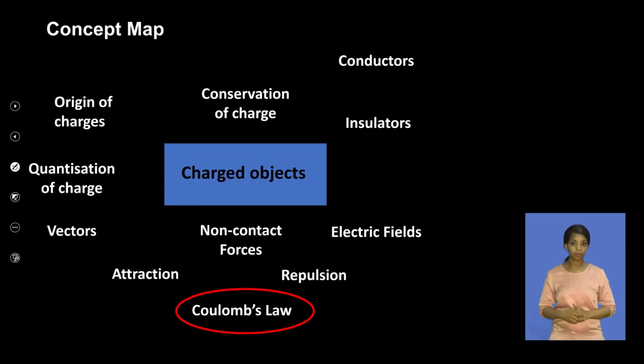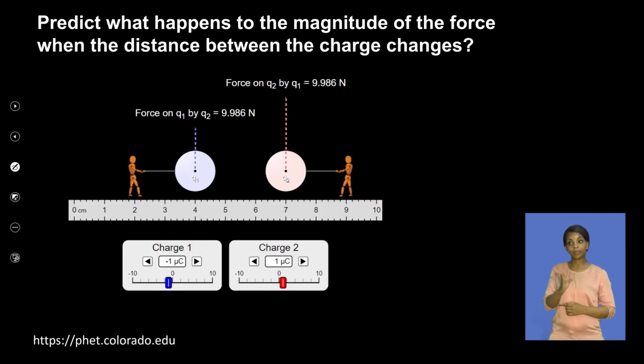Right. Now, we have a scenario here which says predict what happens. So it's all about predictions. Predict what happens to the magnitude of the force. So the electrostatic force in this case still remains our dependent variable. We're going to change the distance between the charges. Now the distance is our new independent variable. In other words, the magnitude of the charges will remain constant, right? The only thing that we're changing is the distance, right?